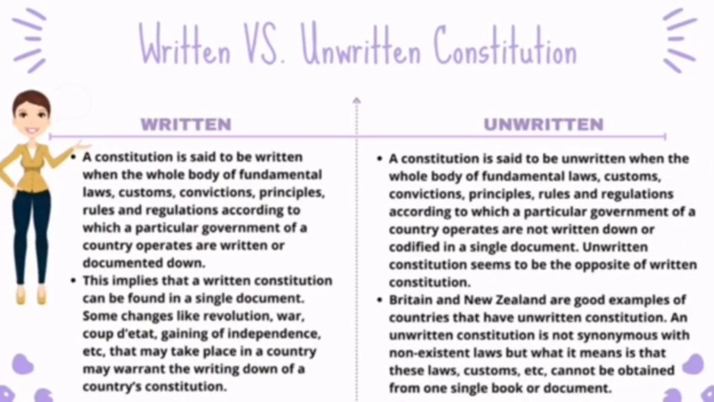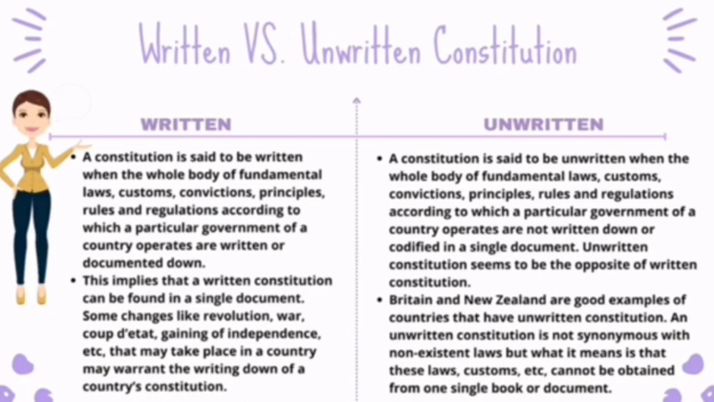What is a written constitution? A constitution is said to be written when the whole body of fundamental laws, customs, convictions, principles, rules and regulations according to which the government of a country operates are written down or documented. This implies that a written constitution can be found in a single document. Changes like revolution, war, coup d'etat, gaining of independence, etc. that may take place in a country may warrant the writing down of a country's constitution.